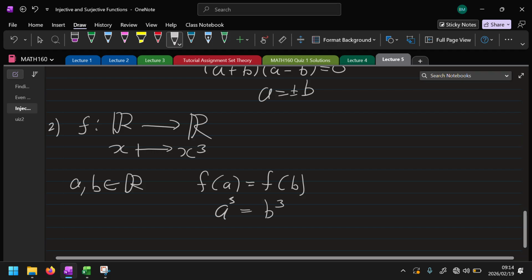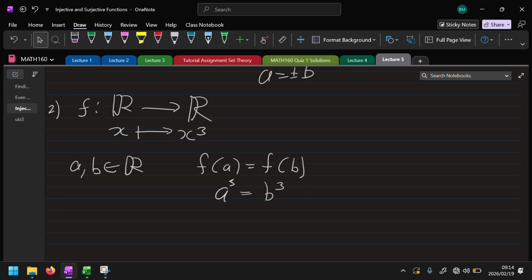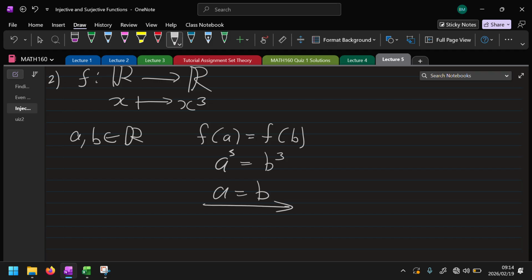Now, what you could do is take everything over to one side, factor it, all of that. But we know we can do the cube roots on both sides with no issues, right? It's not like doing the square root. Square root gives us issues, cube roots does not. So we can do cube roots on both sides, we get a equals b, which is what we wanted to show. We started with f of a equals f of b. We showed that a equals b, so it must be injective.